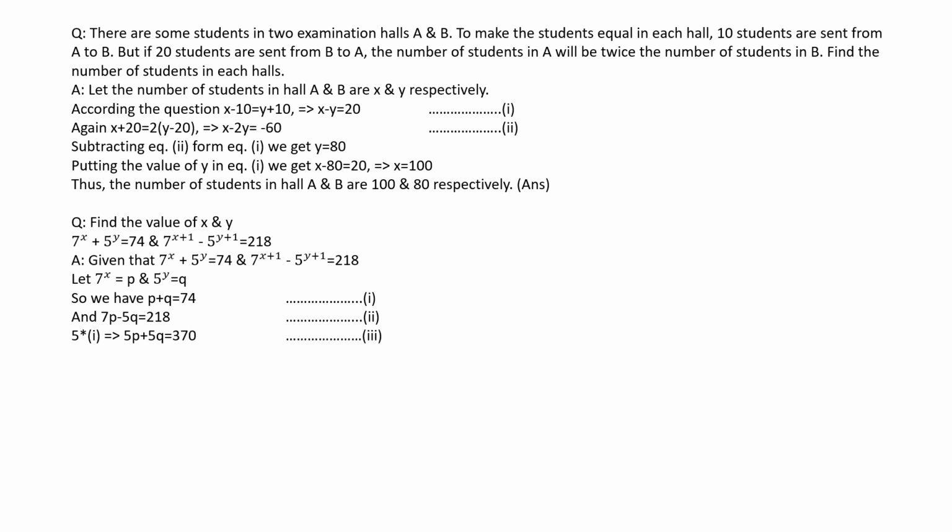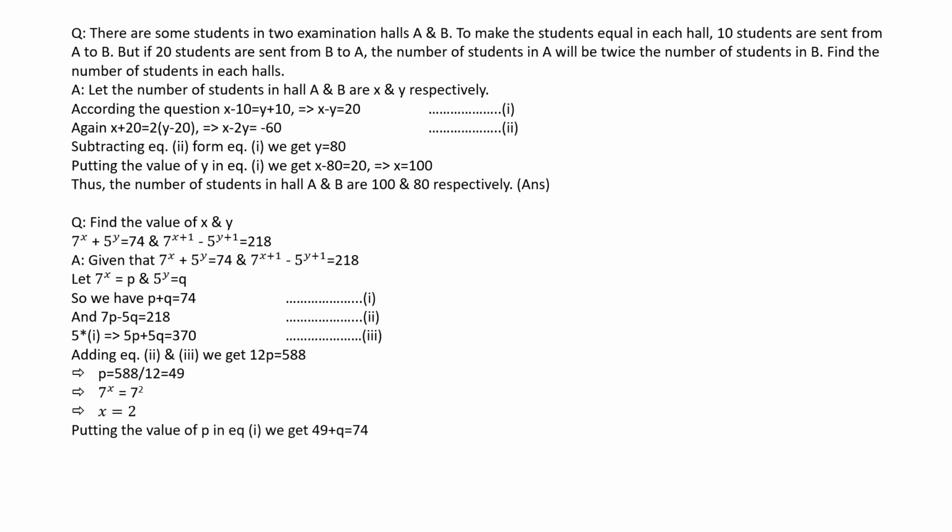Now 5 into equation 1 gives 5p plus 5q equals to 370. Let this be the third equation. Now adding equation 2 and equation 3, we get 12p equals to 588 or p equals to 588 by 12, which is nothing but 49. That means p is 7 to the power x and 49 can be written as 7 square. So 7^x equals to 7 square or x equals to 2.